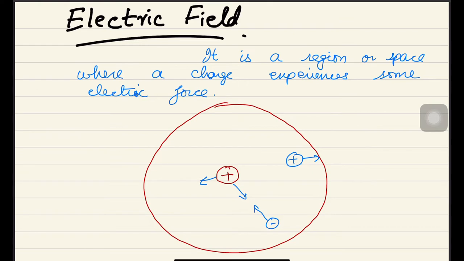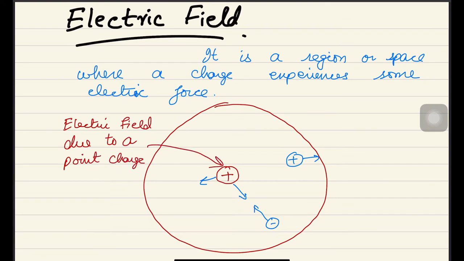Now we have to discuss, okay, this is the electric field due to a point charge. This is considered to be a point charge. So that's the example of the electric field due to a point charge. I'll just mark it up so you'll remember that, because it's in your specification. So, electric field due to a point charge. Okay, so that's the example of electric field due to a point charge.